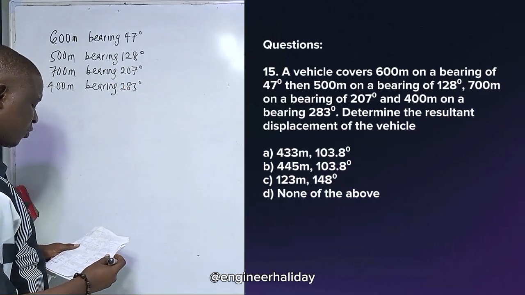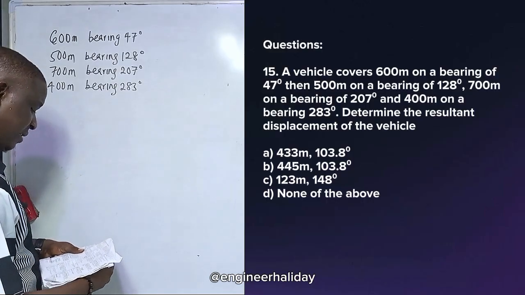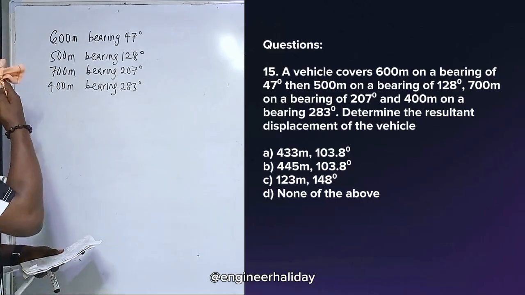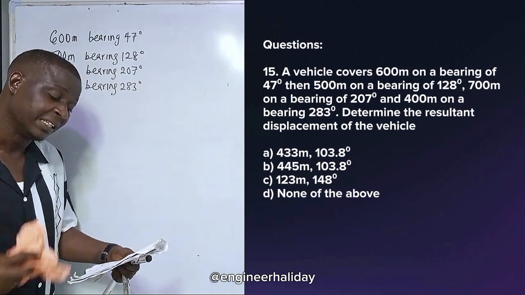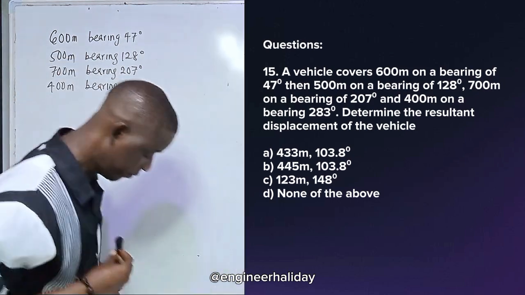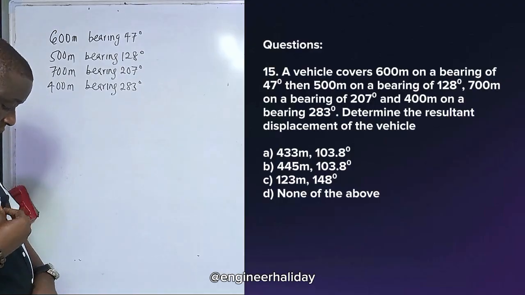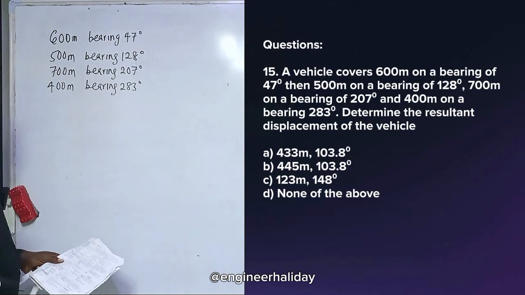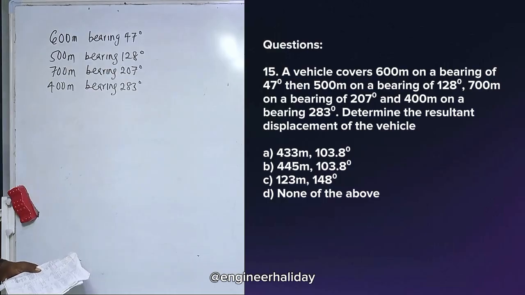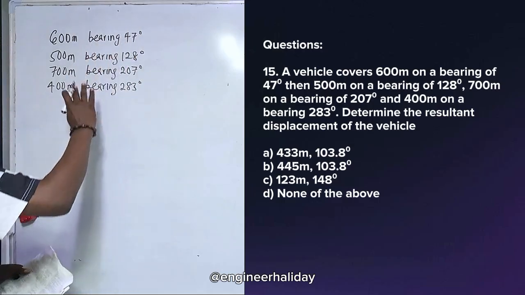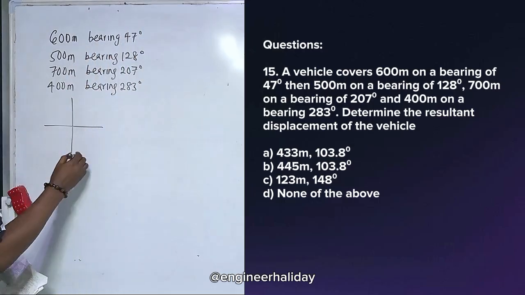Determine the resultant displacement of the vehicle. That means in magnitude and direction. You want to find the resultant displacement of the vehicle in magnitude and direction. Now, how do you find the resultant displacement in magnitude and direction? What we are going to do first of all is resolve all of these in vector form. Let's take 47 now.